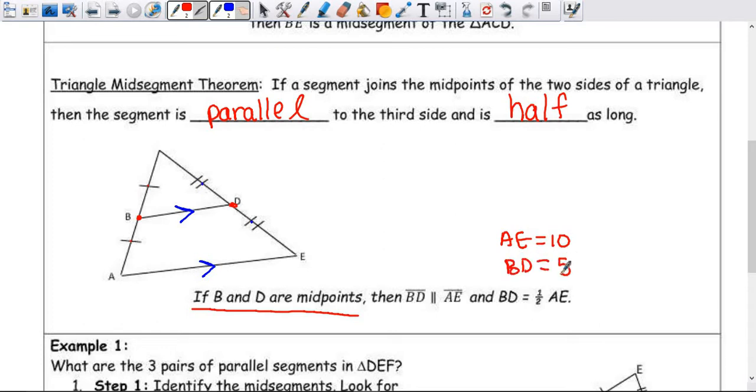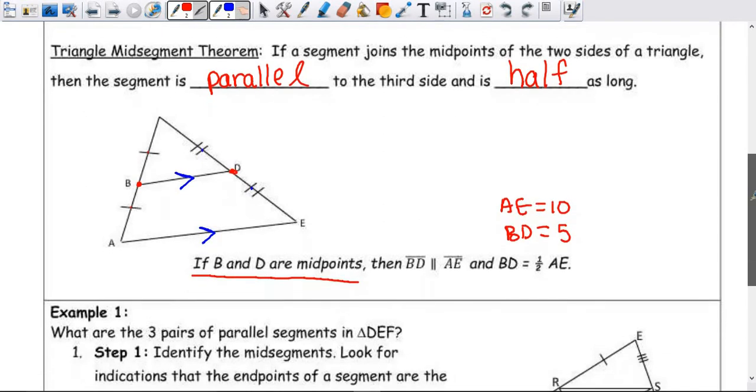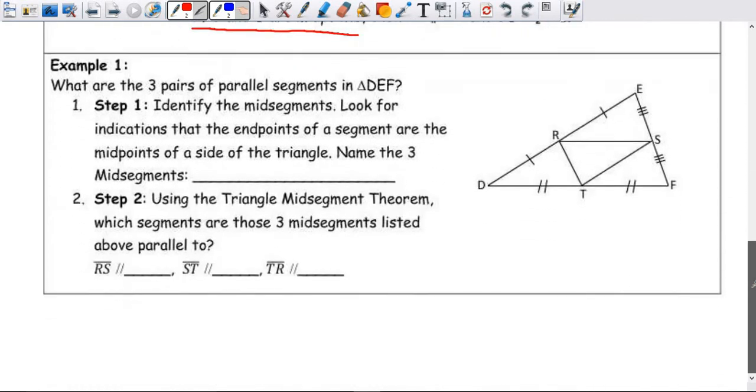You can just remember your short one and your long one, and the short one should be half of the long one. All right, so let's do an example. What are the three pairs of parallel segments in triangle DEF? Well, to start, we should identify what the midsegments are. So look for indications that the endpoints of a segment are the midpoints of a side.